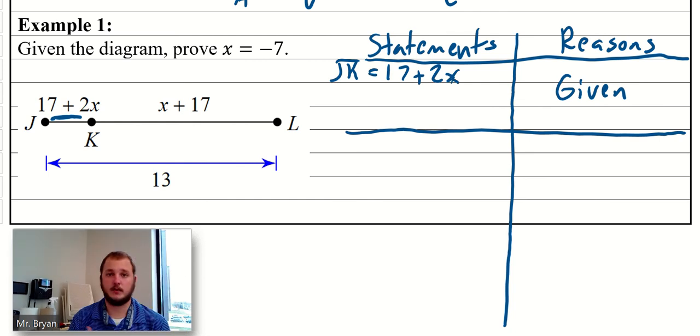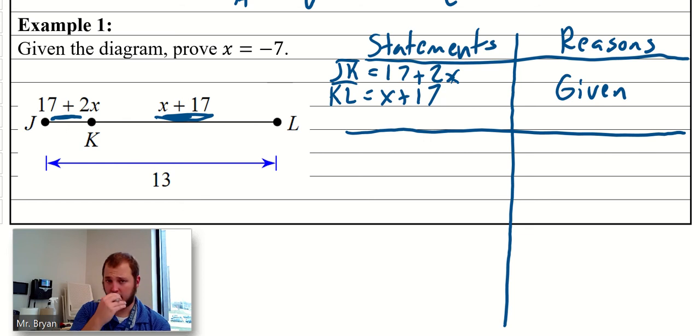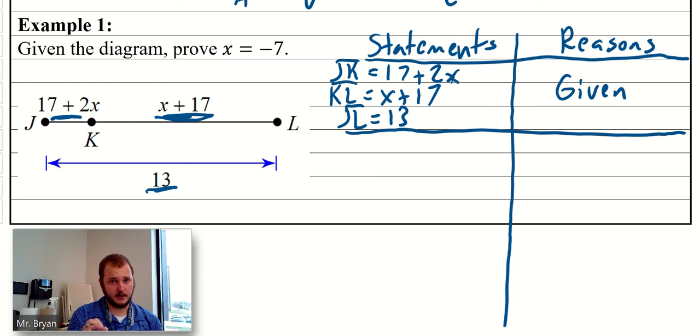All right, next one here, we are told KL is x plus 17. So same thing as before, I'm just going to label this and say KL equals x plus 17. And then finally, the last one here, the whole thing, JL, is 13. So I'm going to say JL side length, remember, putting that segment above the names, is going to equal 13 here. And now the question is, how do I prove that x equals -7? Well, in general, we know from the problem that we just did that I can just set these up, piece plus the piece equals the whole thing, plug in my variables and everything like that, and then solve like normal.